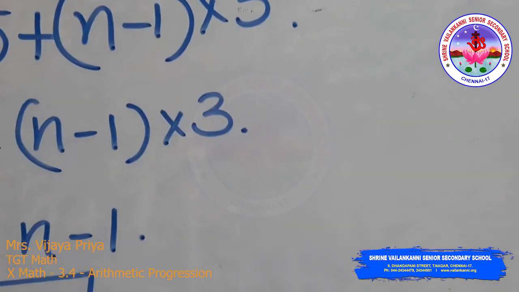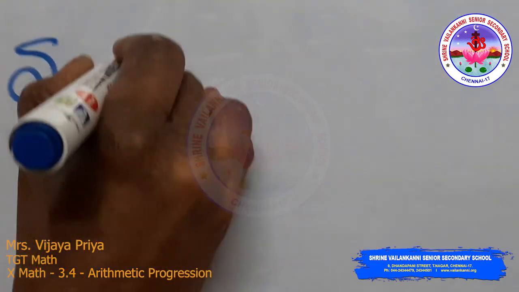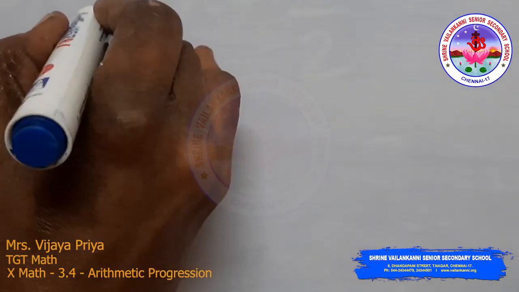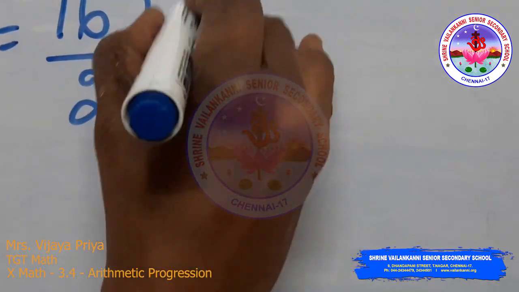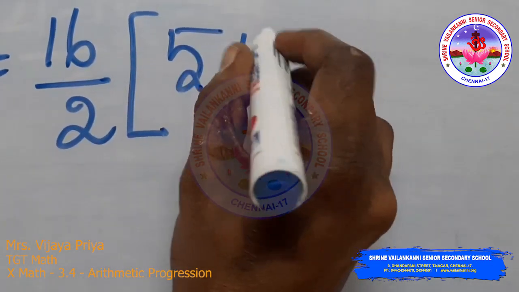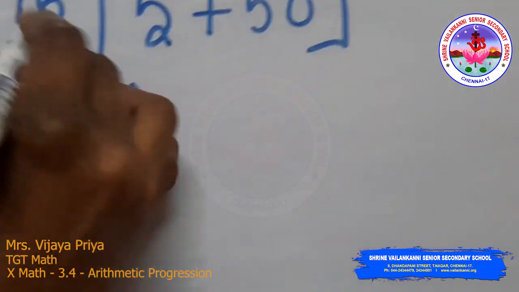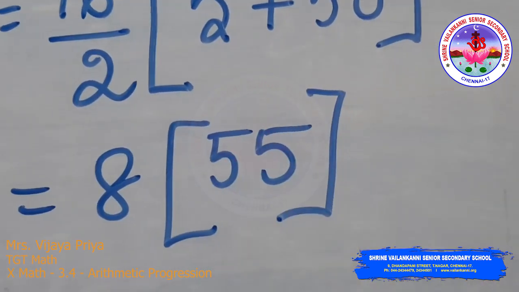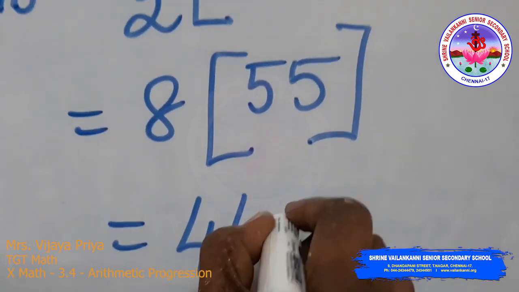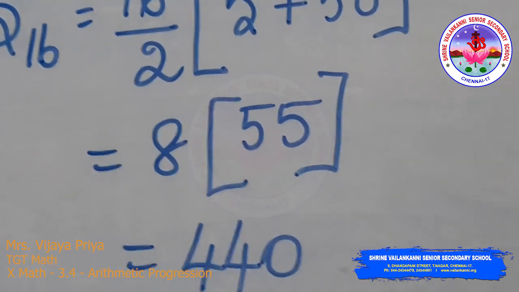I am going to substitute this n in my Sn. So Sn is S16, which is equal to n by 2, so 16 by 2 into a plus l. So a is 5, l, that is An, is 50. So I got 16 divided by 2, 8, into 55, which is equal to 440. So I got the sum of 16 terms of the AP will be 440.